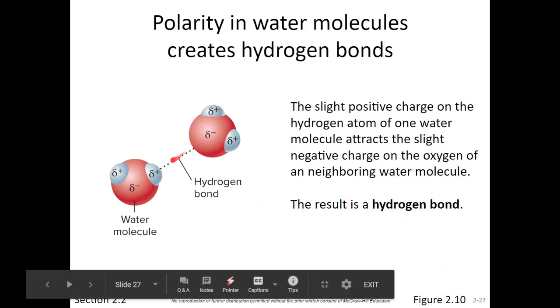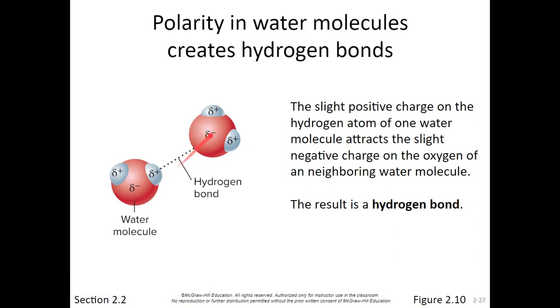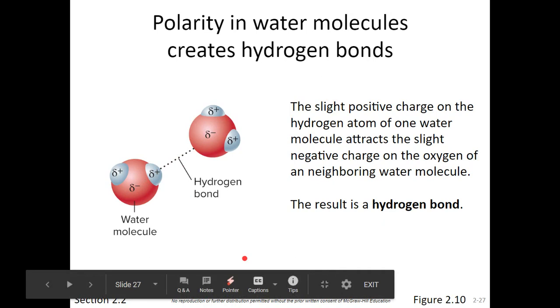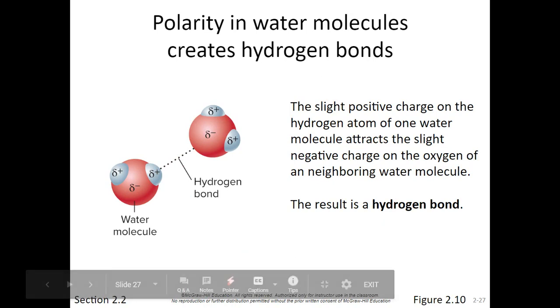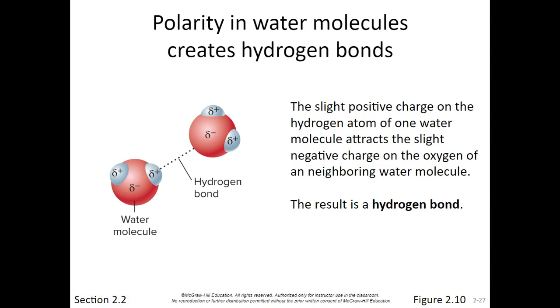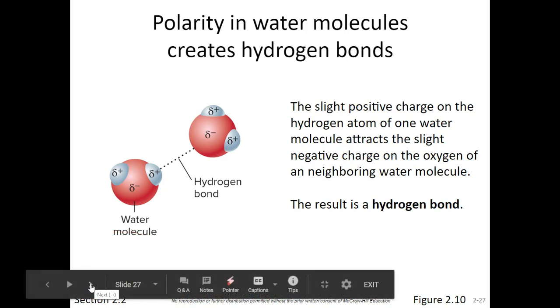And this is a hydrogen bond. Weak hydrogen bonds hold molecules together, and when you try to pull the water droplets away, they are going to still stick to each other because of the slight positive charge on the hydrogen atom of one water molecule and the slight negative charge on the oxygen of the neighboring water molecule. So they are very tightly bonded together.